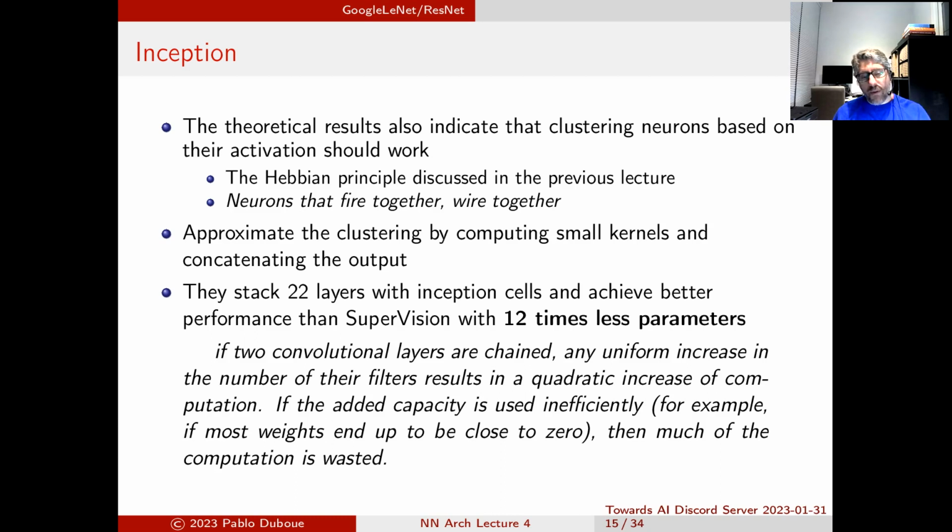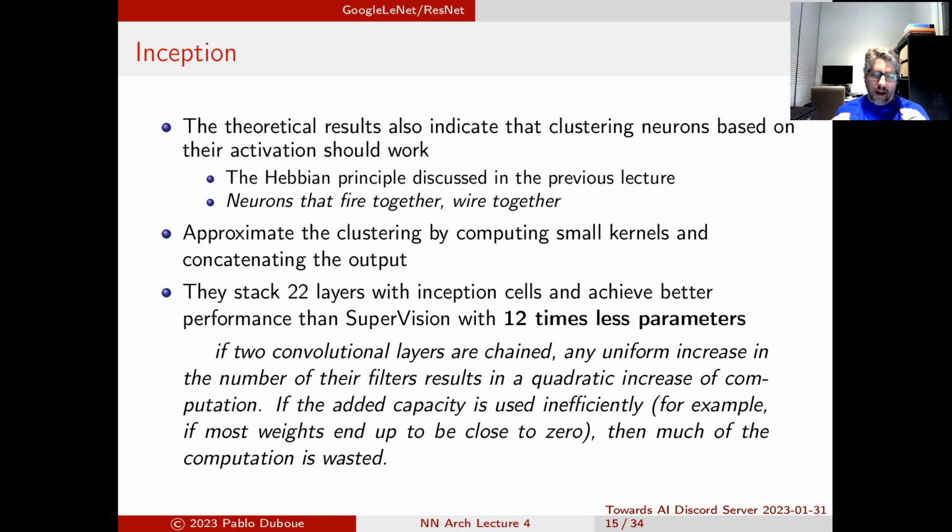From that paper, I want to bring this quote that says, if two convolutional layers are chained, any uniform increase in the number of their filters results in a quadratic increase of computation. If the added capacity is used inefficiently, for example, if most weights end up close to 0, then much of the computation is wasted.